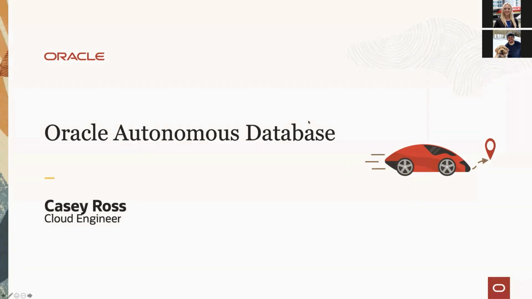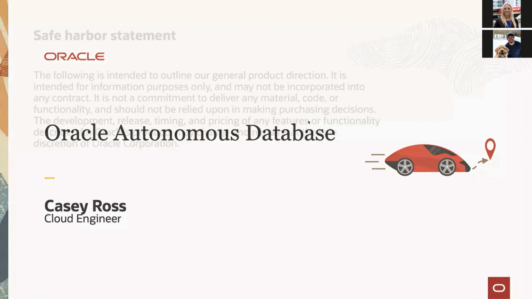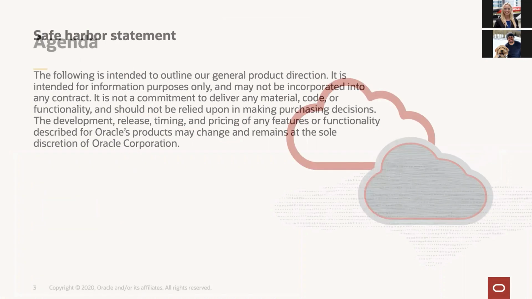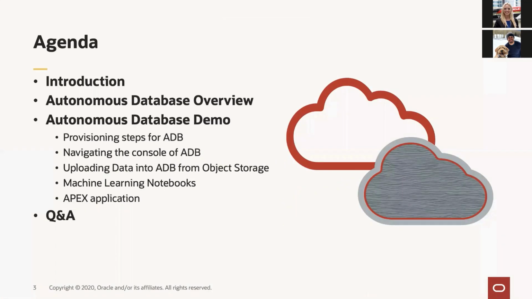So to get started, first off, we're just going to show our standard safe harbor statement. And then we'll get into the agenda today. So we've just done the introductions. So next we'll start off with an Autonomous Database overview. So we'll just do a quick PowerPoint presentation over some of the features of Autonomous Database and how that can differ from a little bit of our services in the Classic.